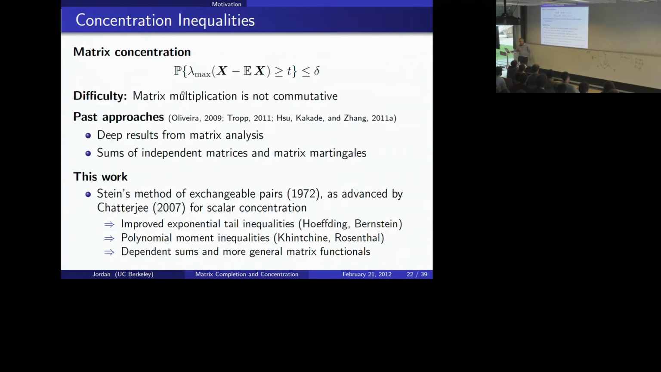There's lots of applications. All right, so the core problem is that matrix multiplication is not commutative. I can't say e to the a plus b is equal to e to the a times e to the b. So there has been some work on this, and it's all very recent, that uses things like Lieb's result for matrix analysis. It uses matrix martingales, and it's highly restricted to the independent case, and it's, let's say, somewhat complicated.